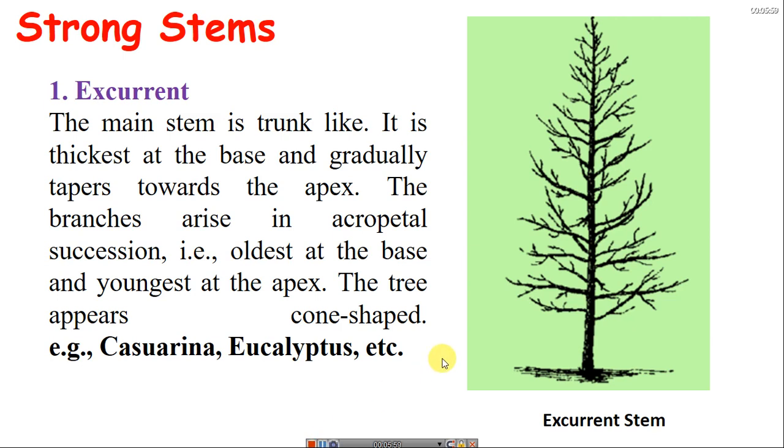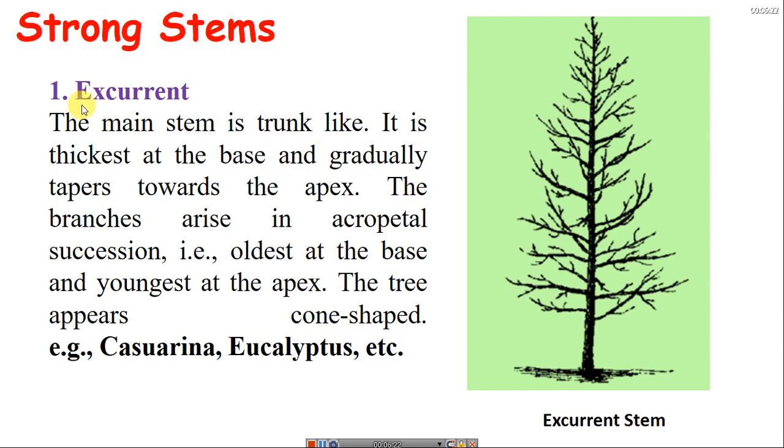Strong stems are the stems that can support themselves. They don't need the support of any auxiliary structure, or they are woody enough to stand tall and support themselves on their own. Right? So strong, the name itself suggests that they are quite strong to stand tall on their own. So now there are types.